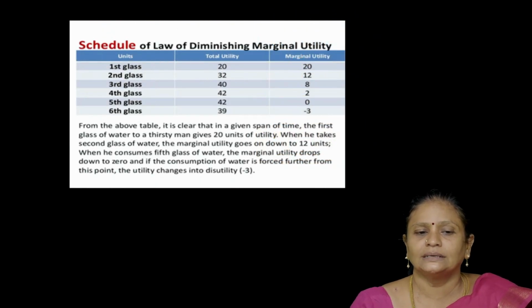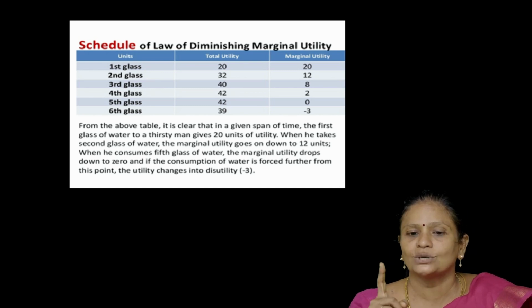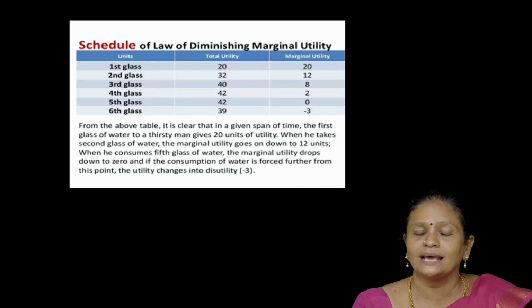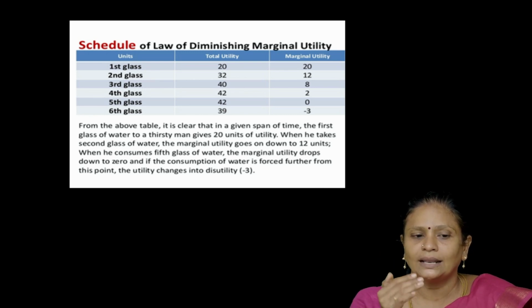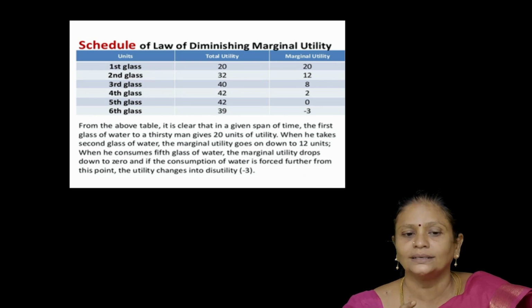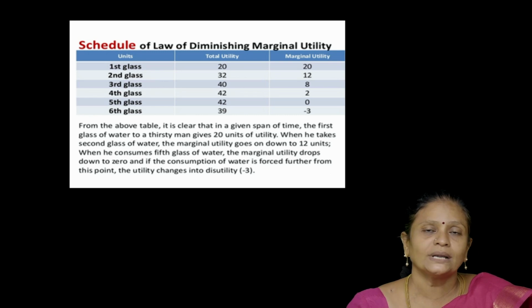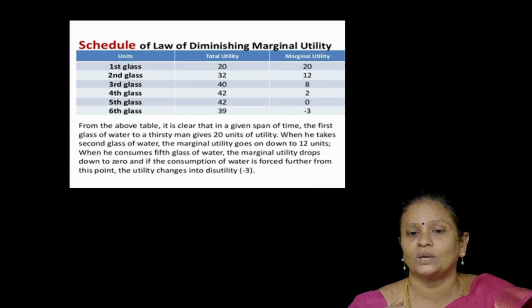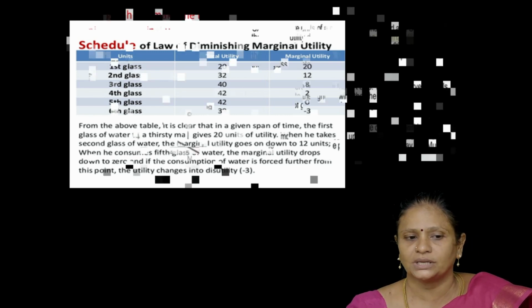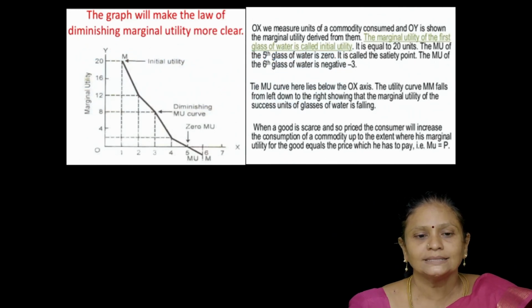If you see the schedule, for the first glass, the total utility is 20 and marginal utility is 20. Second glass, the total utility is 32, marginal utility is 12. Likewise, in the last glass, that means the sixth glass of water, the total utility is 39, but the marginal utility is negative, that means minus 3. So, the marginal utility has declined.